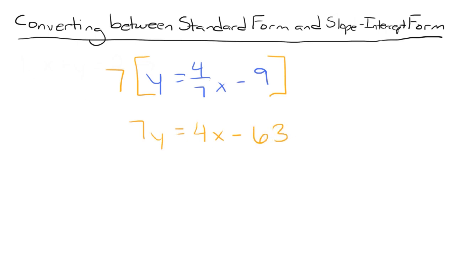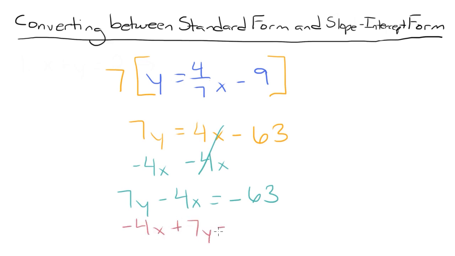So again, we're going to bring our x term to the left side of the equation by subtracting 4x from both sides. So that gives us 7y minus 4x equals, our x terms cancel out, negative 63. Now we're going to swap our terms on the left side using the commutative property of addition to get negative 4x plus 7y equals negative 63. Finally, we make sure that a is positive and both a and b are whole numbers.